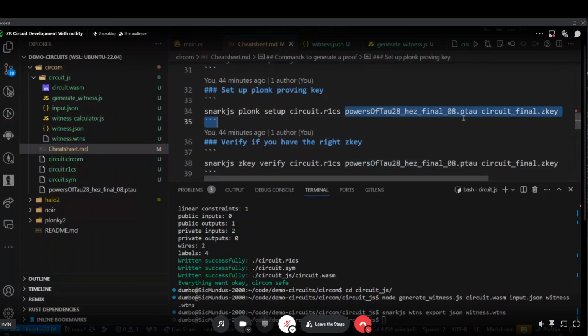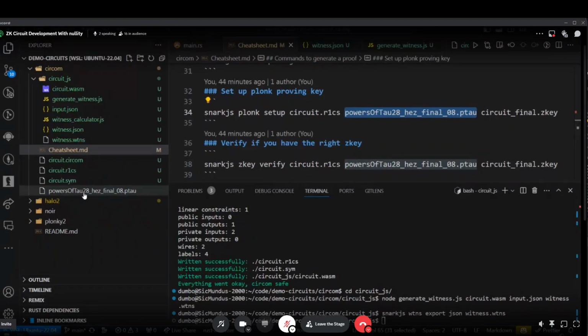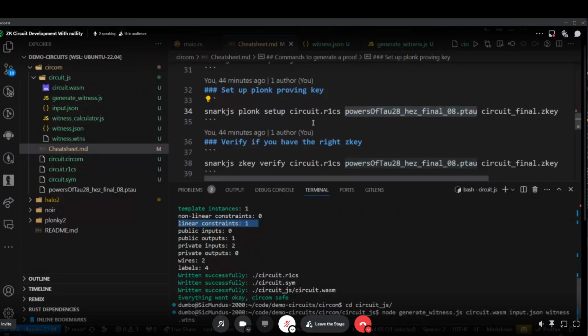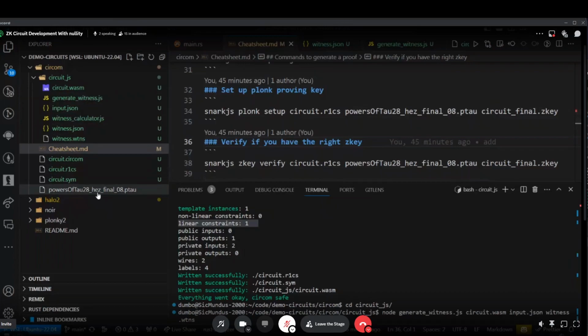So over here, I have a ptau file. Now, ptau stands for powers of tau. I have it over here, and it's 8, the eighth one, which means that the maximum constraints I could use is 255. If you look at the number of constraints we use over here, it's just one. So look at your circuits, and as per your constraint requirements, you could pick the powers of tau file. I just downloaded this powers of tau file earlier, and I'm going to use it to do my trusted setup.